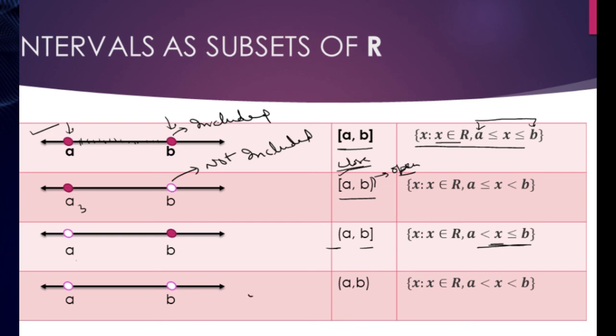And in this last fourth example, A and B both are not included. So this is an example of an open interval. So A and B both are not included. x lies between A and B.